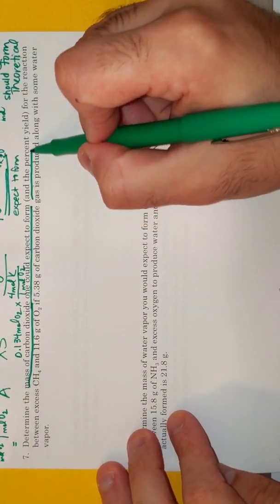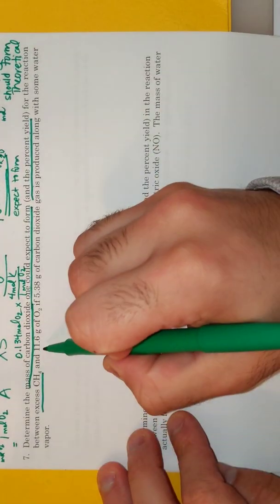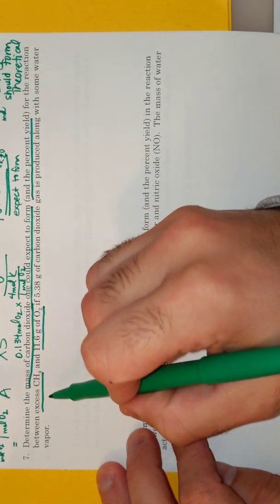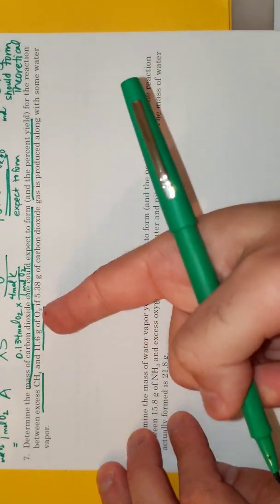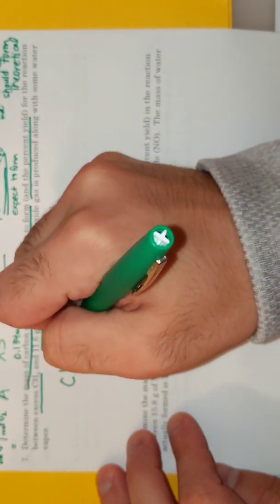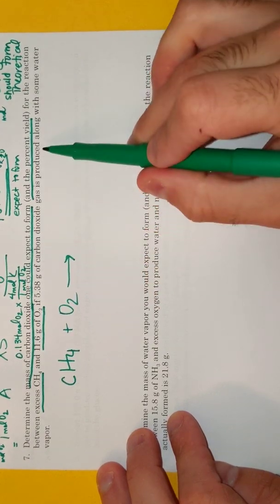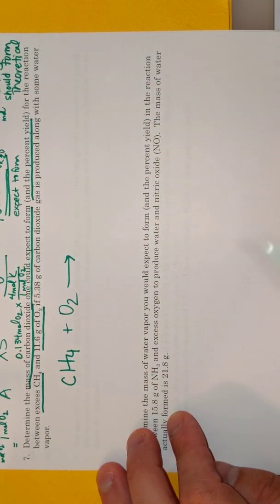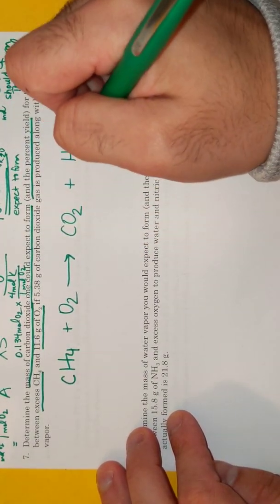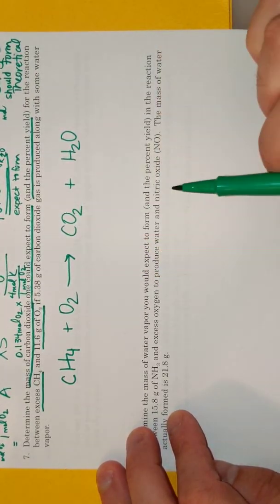And then eventually it says the percent yield for the reaction between excess CH4 and 11.6 grams of O2. So it's saying for the reaction between CH4 and O2. That means that CH4 and O2 are reacting. They are my reactants, so I'm going to write them down. CH4 plus O2. If 5.38 grams of carbon dioxide gas is produced along with some water vapor, so I know that CO2 is a product, and it says water vapor, so that's H2O. How did I write CO2? Carbon dioxide. Carbon is 1, dioxide is 2 oxygens.